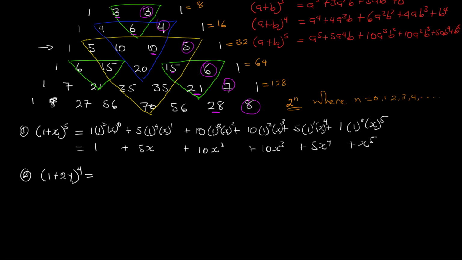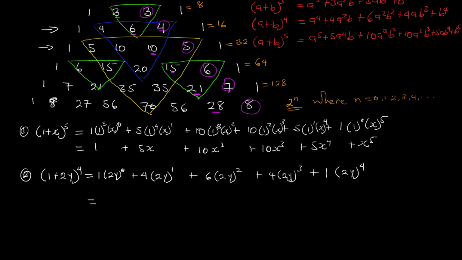So once it is raised to the power 4, then we know that the coefficients will be given by this row in the Pascal triangle. So we can write them down: 1 plus 4 plus 6 plus 4 plus 1. And as usual, this time I'm not going to write the 1 raised to the power 4. So I'll write 2y raised to the power 0, 2y raised to the power 1, 2y raised to the power 2, 2y raised to the power 3, and 2y raised to the power 4.